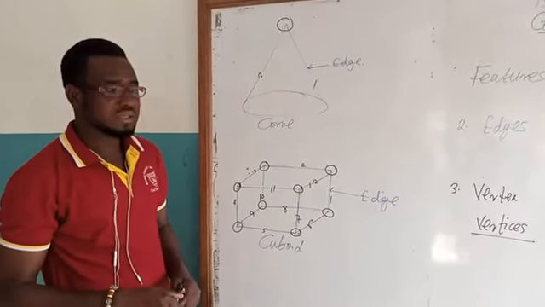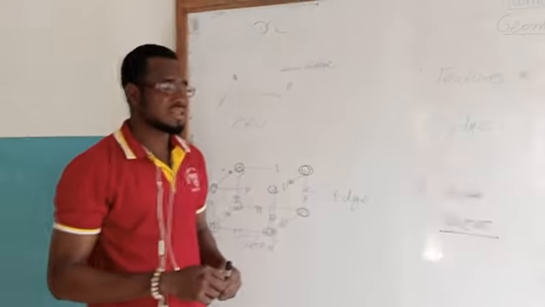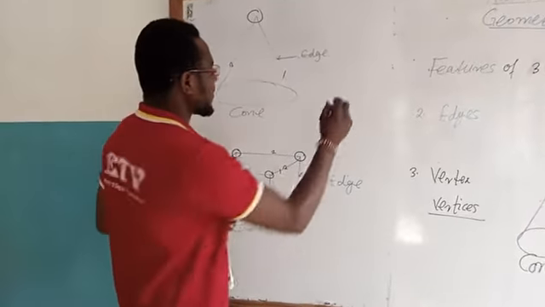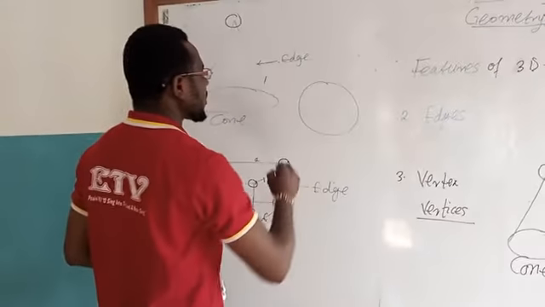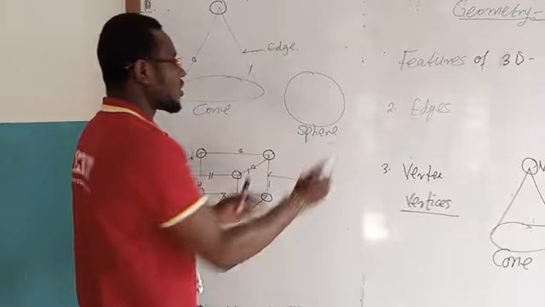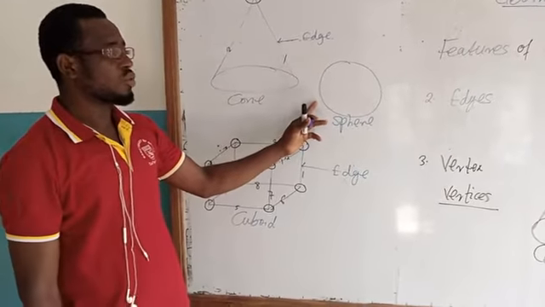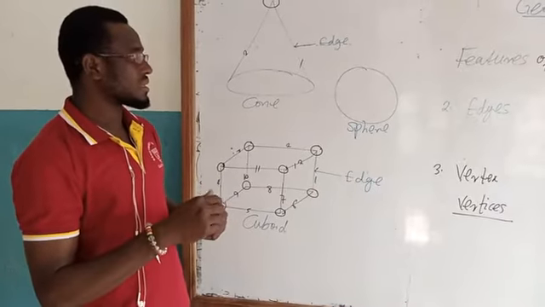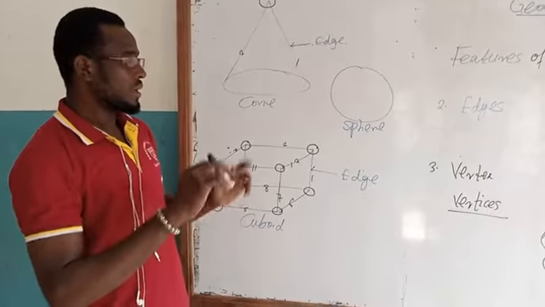Other objects also have different numbers of vertices. Some have no vertices, for instance, objects like the sphere. Objects like the sphere have no vertices. You take a football, for example, there are no lines meeting at a point. No, it has no vertices.